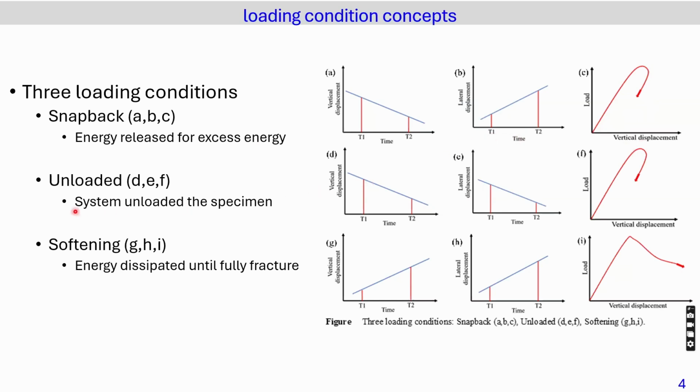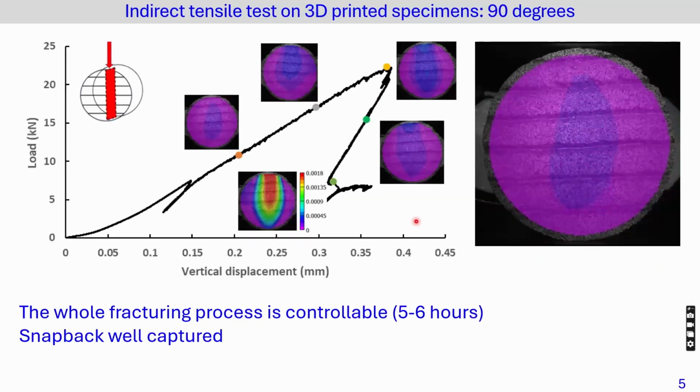Then the second condition we call unloading. Both vertical and lateral displacement are decreasing, which indicates the loading system has just unloaded the specimen. The last condition is softening, where both vertical and lateral displacement are increasing. This scenario indicates the energy is dissipated until full fracture. So AUSPID uses indirect lateral expansion from the LVDT to control the loading and testing. It allows capturing snapback and removes dynamic effects in Brazilian testing.